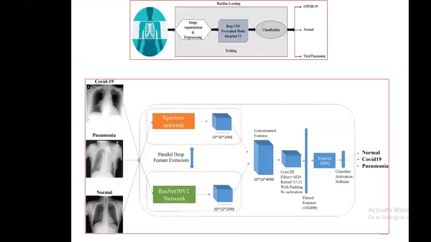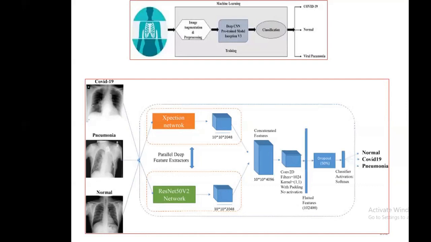This is the example I have taken of pneumonia, normal, and COVID-19 images as input to the system. I have applied CNN and ResNet frameworks, and I extracted 10 by 10 by 2048 image pixels. Then I concatenated those features and applied flattened features. Then I apply the dropout function. In order to increase the performance, I'm using the dropout function in convolutional neural networks and recurrent neural networks. This is the final output I'm getting.